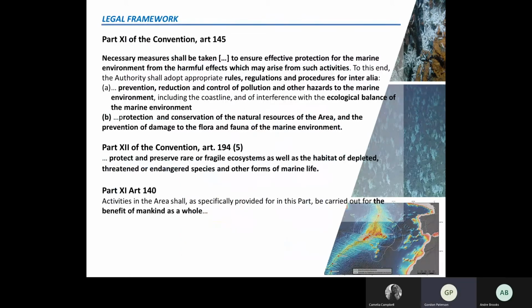The legal context for an REMP is based within UNCLOS. REMPs are a mechanism that facilitates the actions of the regulator and the contractor to ensure that the principles enshrined in UNCLOS are fulfilled. The key articles are listed in this slide, and I think they are familiar to most of us. The main aim is the effective protection of the marine environment for the benefit of all humankind. Could I have the next slide, please?